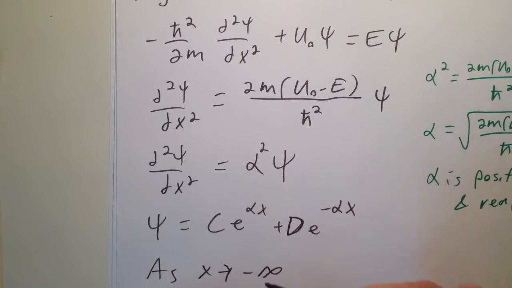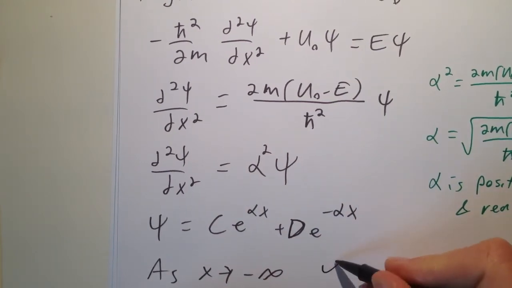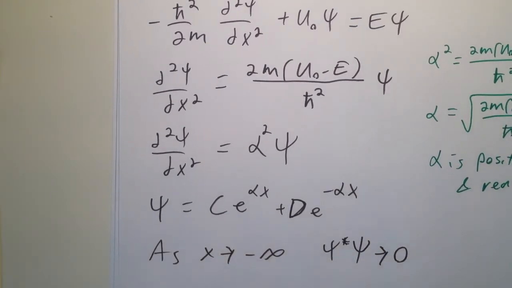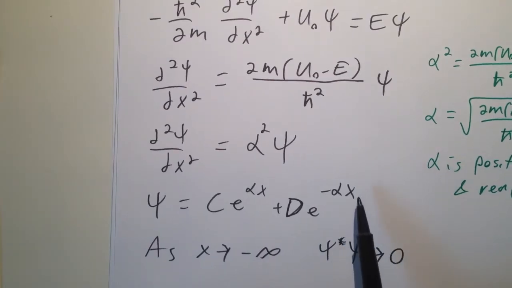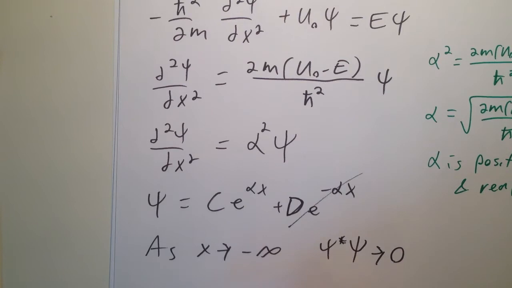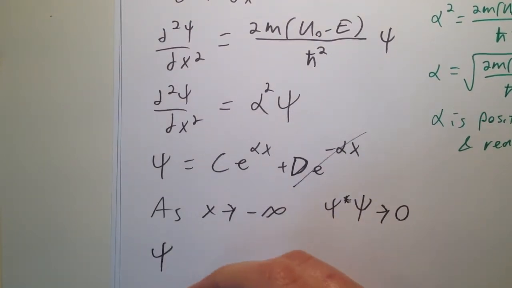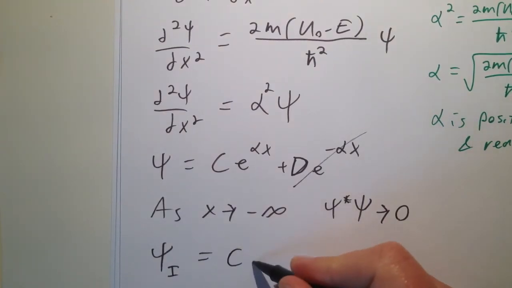So as x goes to minus infinity, we want the probability, or psi star psi, to go to 0. Okay, and we're in some negative position. So if this is negative x, e to the minus alpha times the negative x is e to some positive, and so this is going to get bigger and bigger and bigger as I go to minus infinity. So this term definitely isn't going to be able to describe this particle in this region. So I can just cross that out, and the wave function in region 1 must be just equal to C e to the alpha x.